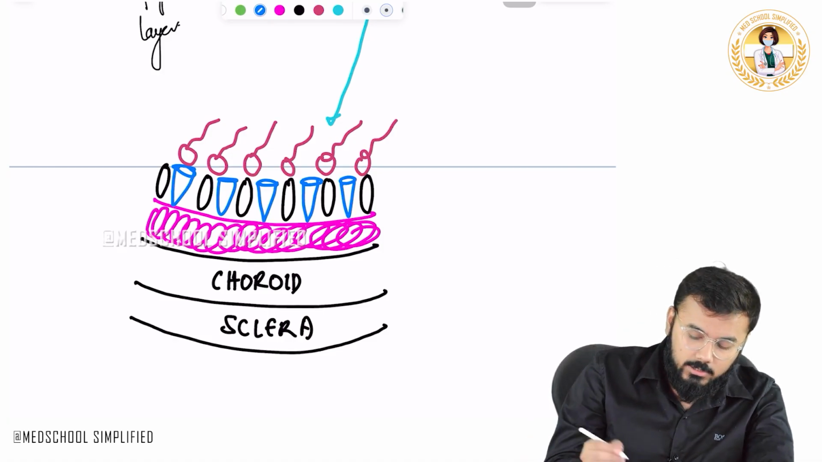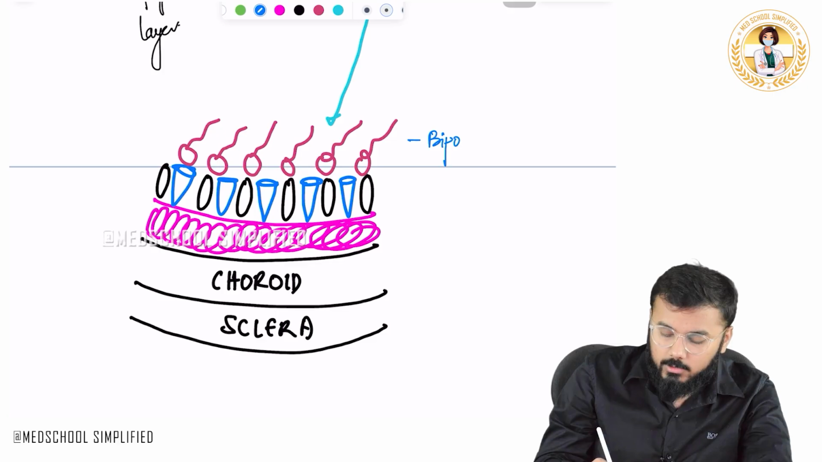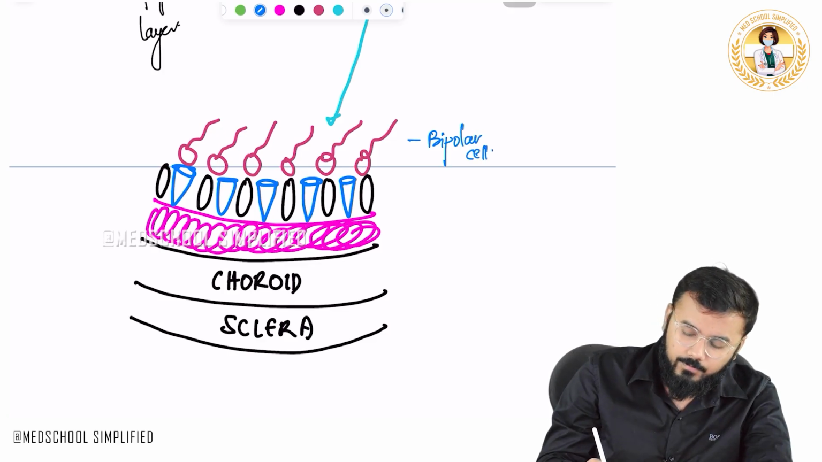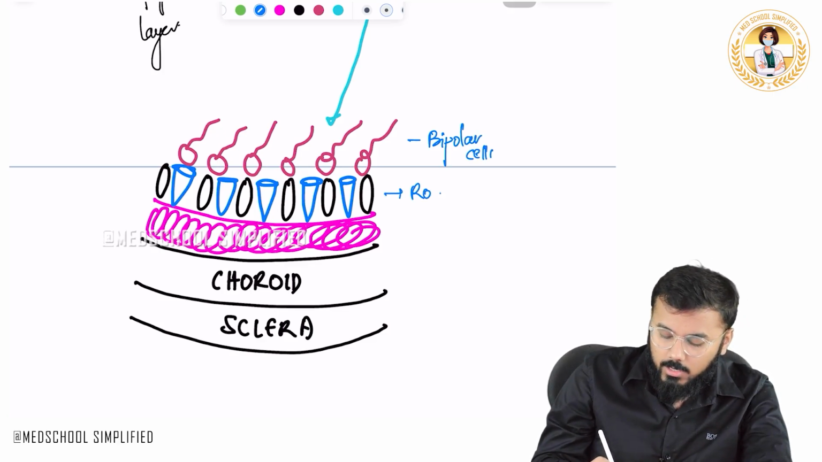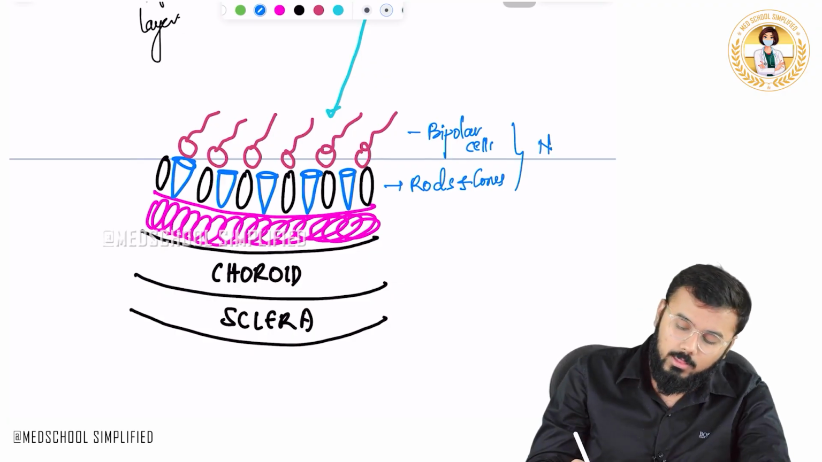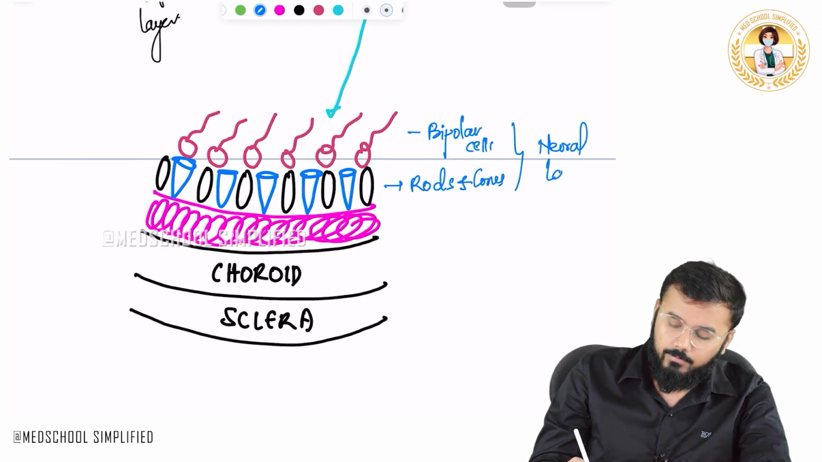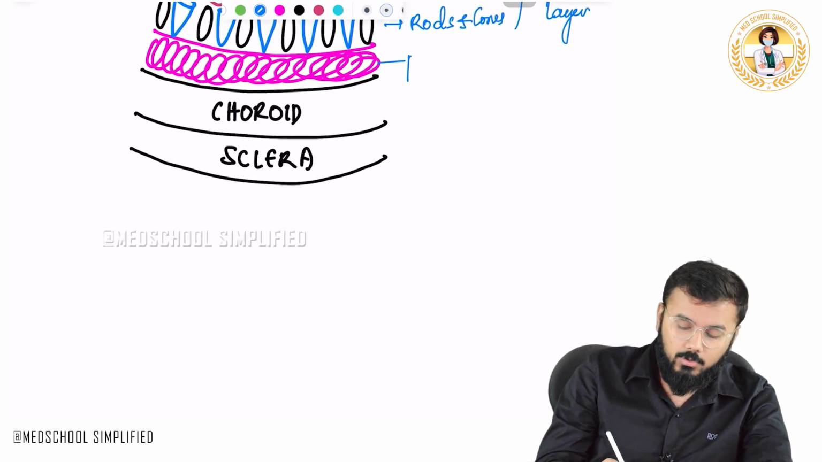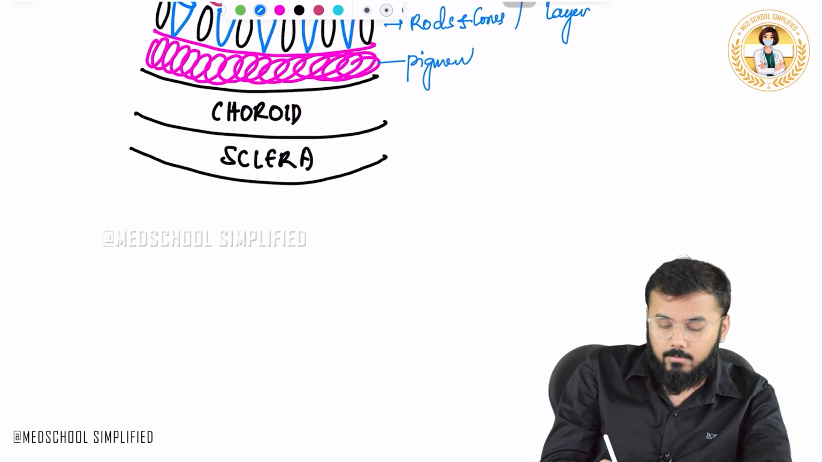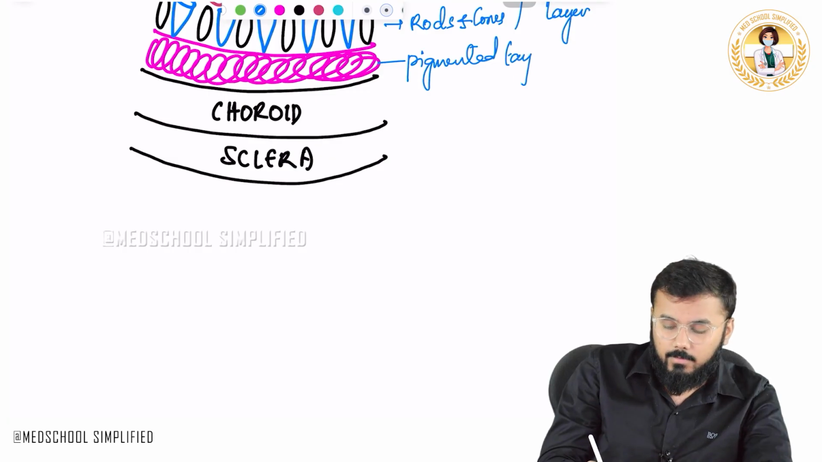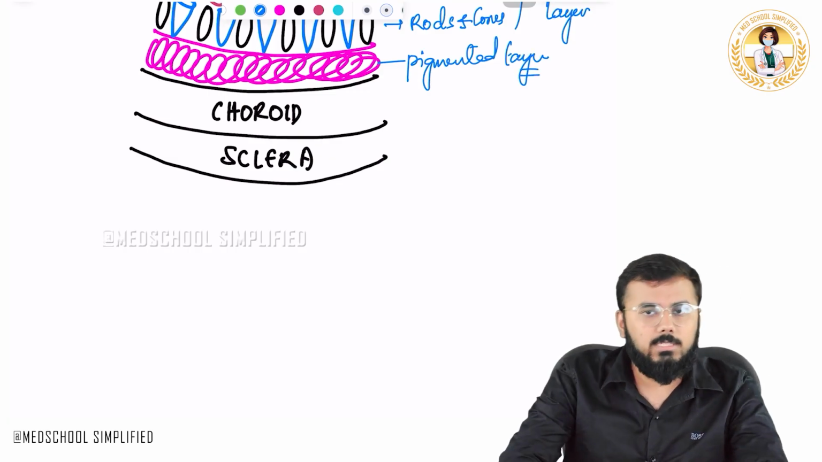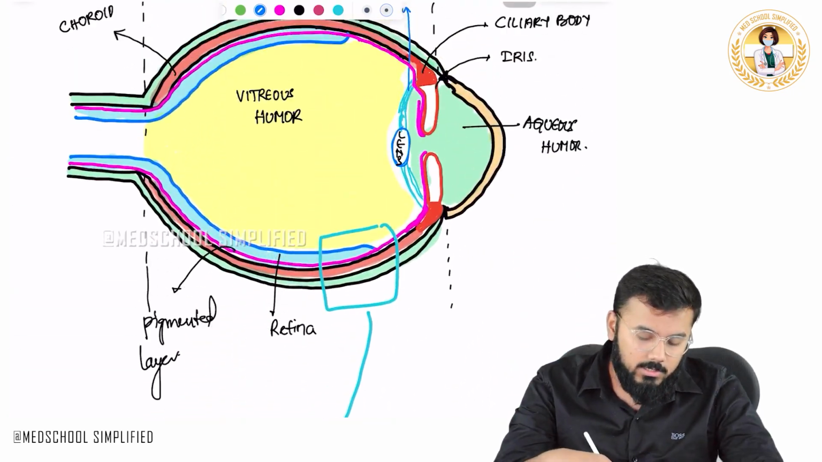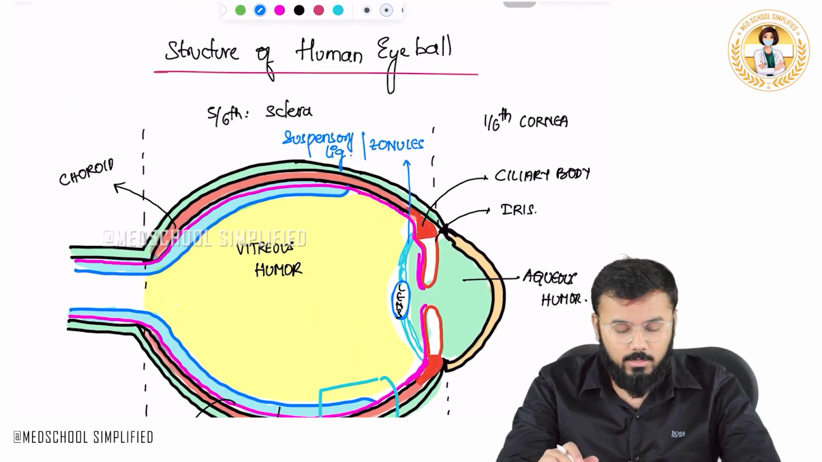So what are these structures over here? These are called bipolar cells. Okay, these are called rods and cones. The bipolar cells and the rods and cones together you call the neural layer. And after that you have your pigmented layer. Then you have your choroid as well as sclera. Right. So these are all some of the important things which you need to know regarding the structure of the human eyeball, guys.